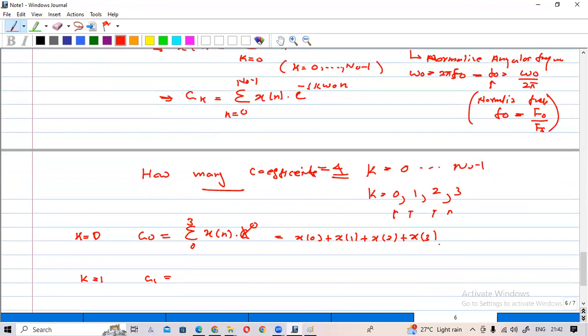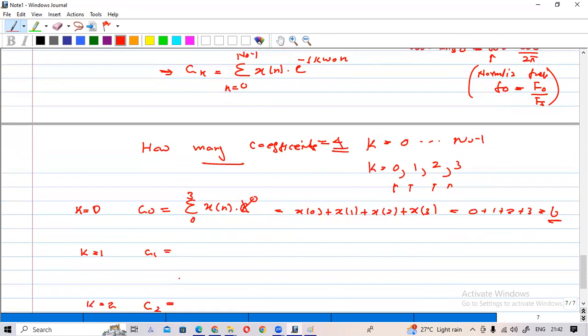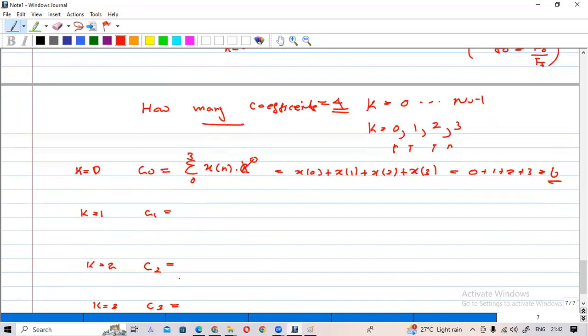So you can easily calculate it. C0 is 0 plus 1 plus 2 plus 3, which is 6. So how to calculate C1? Can someone calculate C1?